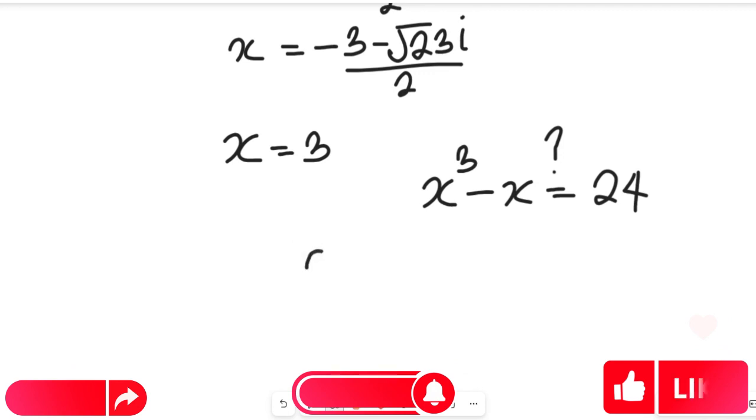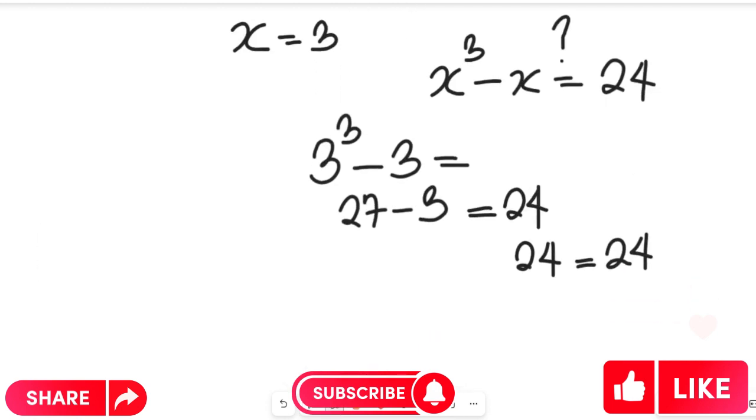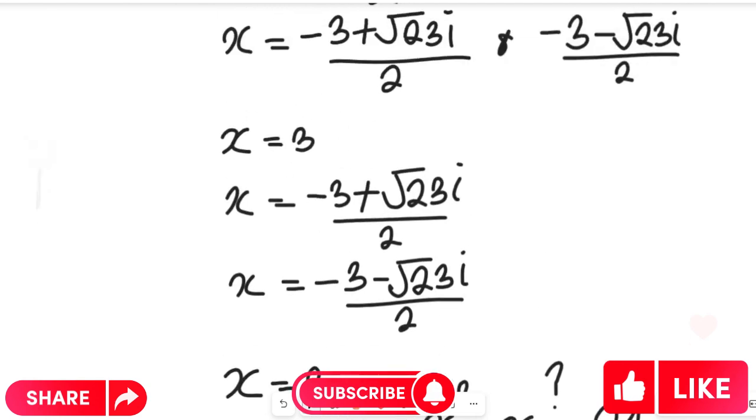3 to the power of 3 minus 3. 3 to the power of 3 is 27, right? 27 minus 3 is equal to 24. So we see 24 on the left hand side is equal to 24 on the right hand side. So what does that tell us? That tells us that the value of x equal to 3, which is the only real solution, satisfies the exponential equation we have up there.